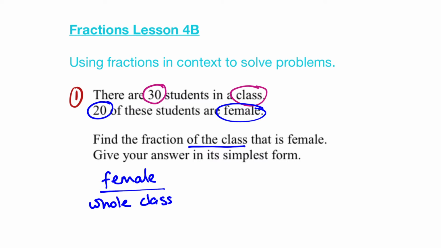So it's kind of making sense anyway, because we're going to say that 20 out of 30 people in this class are female. So 20/30ths of the class are female, and if we're going to give this answer in its simplest form, we need to spot the biggest times table that 20 and 30 are both in, so that would be the 10 times table, and divide top and bottom by 10 gives us 2/3. So what we can say is that in this particular class, 2/3 of the class are female. So that's our final answer.